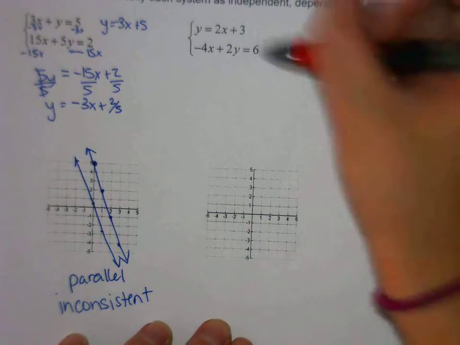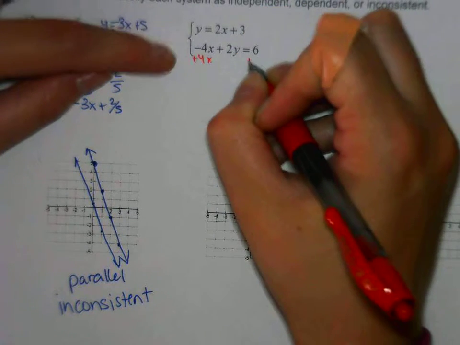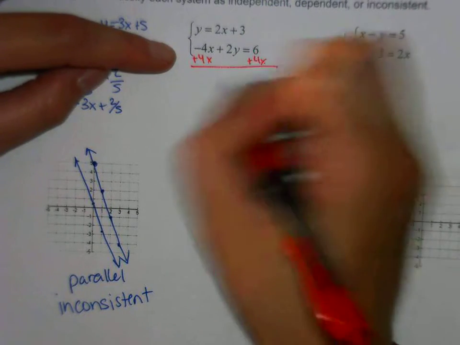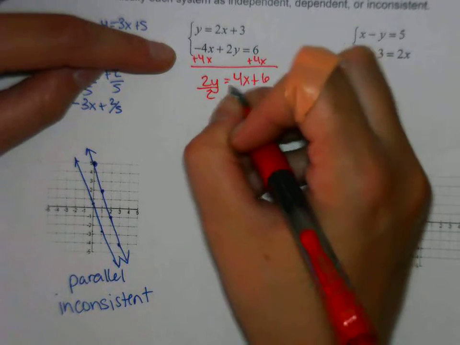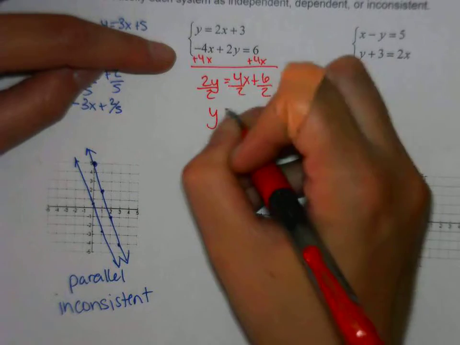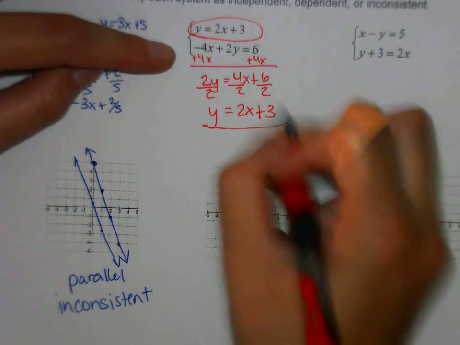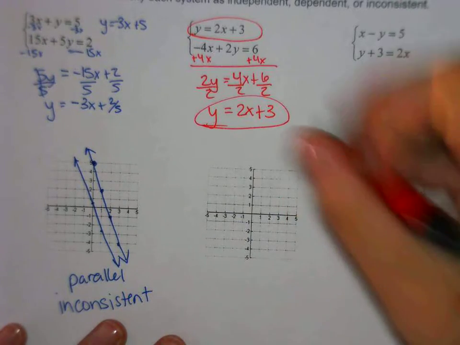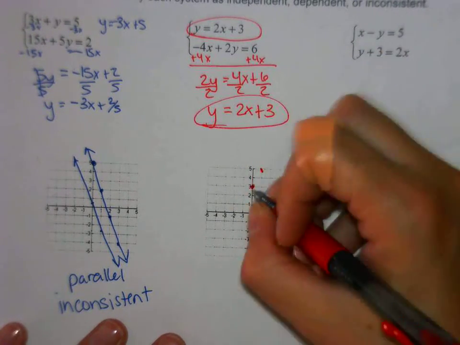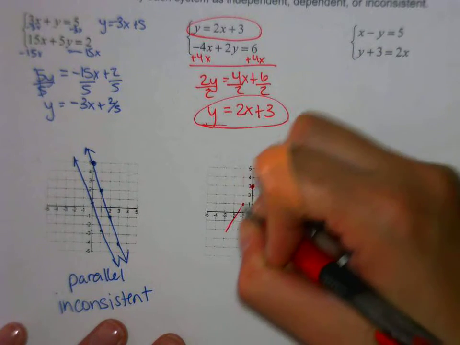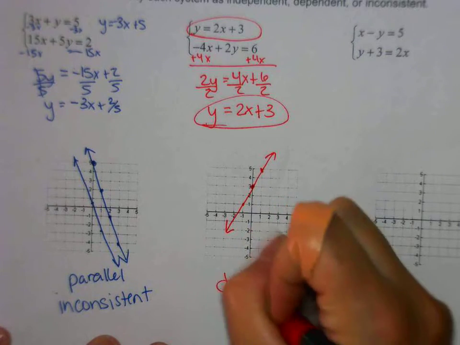Alright, so this one we already have solved in slope-intercept form. Let's add 4x to both sides on the second one. 2y equals 4x plus 6. Divide everything by 2. So y equals 2x plus 3. If you notice, it's the same exact equation, so when we go to graph both of them, we're going to be graphing the same equation. Since it's the same equation, this is going to be dependent.